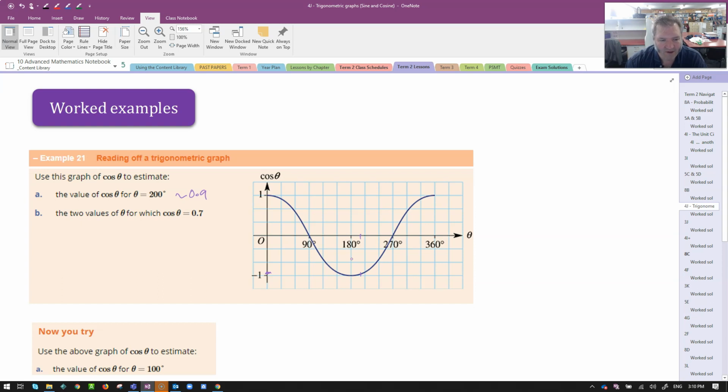Find the two values of theta for which cosine of theta equals 0.7. Well, where's 0.7 going to be? That's 1/3, that's 2/3. 0.7's just above there. So at that height, there must be one angle there and another angle over here somewhere. Well, what does that look like? That's 90, 45. I don't know, I'm going to guess about 55 degrees.